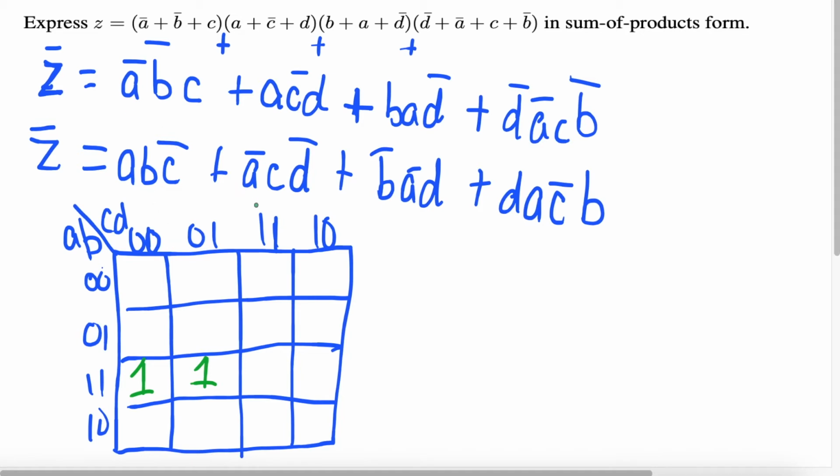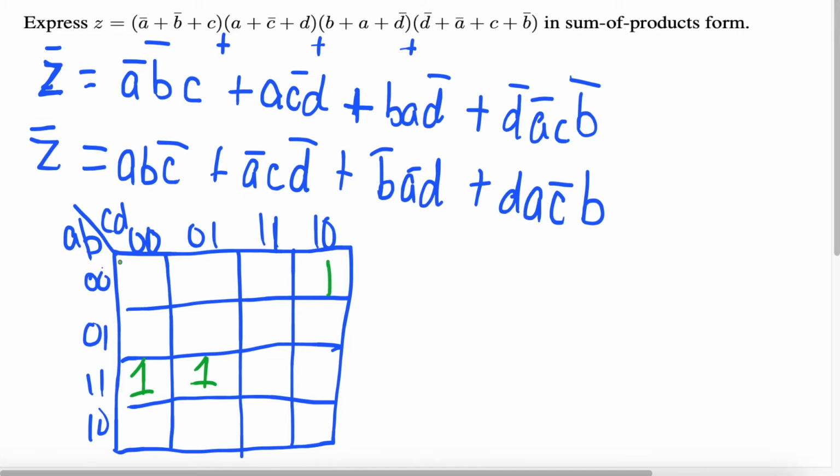Now for A bar, C bar, D bar, we see ones when A is equal to 0, right? So A is equal to 0 in the first row and the second row. And now if we go further, we see it's when c is equal to 1. So c is equal to 1 in the third column and the fourth column, excuse me, and d is equal to 0 in the fourth column. So now we can essentially label this as a 1, right?